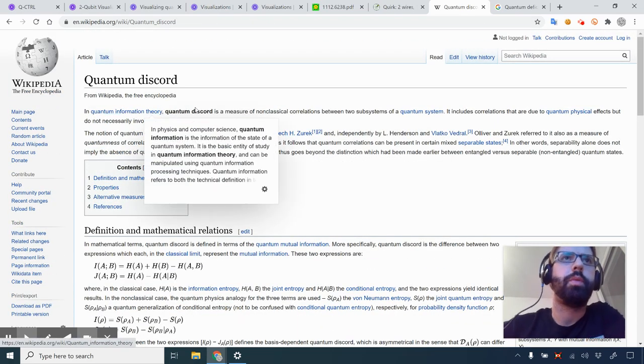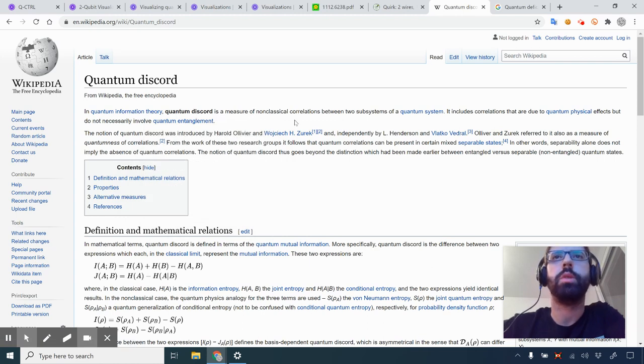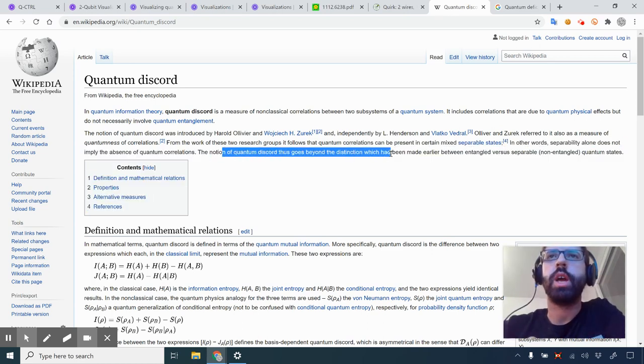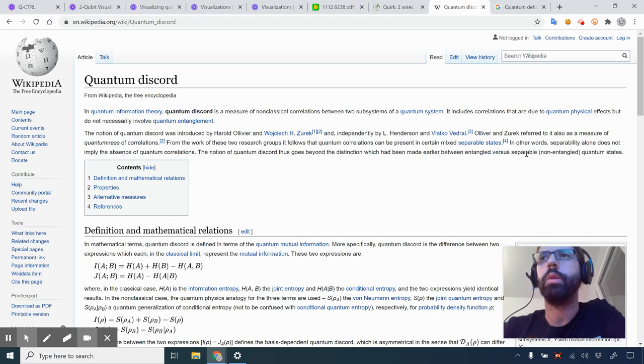In quantum information theory, quantum discord is a measure of non-classical correlations between two subsystems of a quantum system. It includes correlations that are due to quantum physical effects, but do not necessarily involve quantum entanglement. The notion of quantum discord was introduced as a measure of quantumness of correlations. From the work of these two research groups, it follows that quantum correlations can be present in certain separable states. In other words, separability alone does not imply the absence of quantum correlations. The notion of quantum discord thus goes beyond the distinction which had been made earlier between entangled versus separable quantum states.